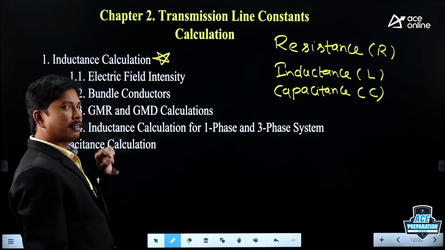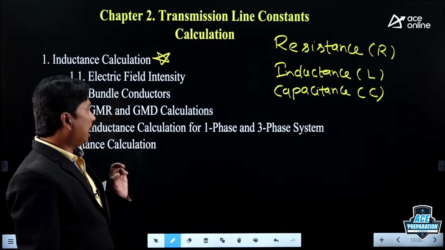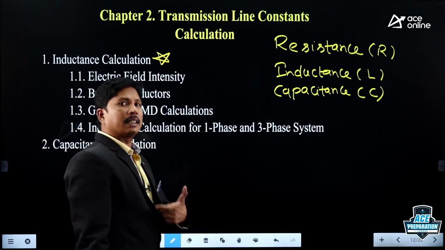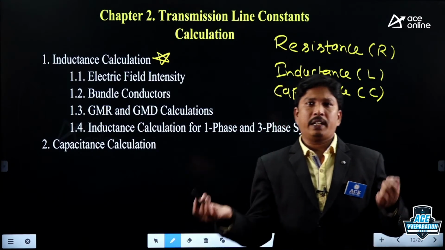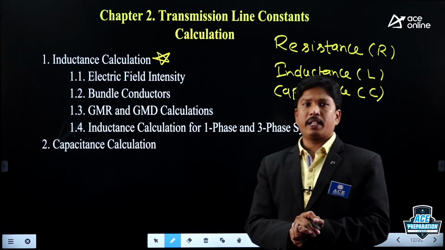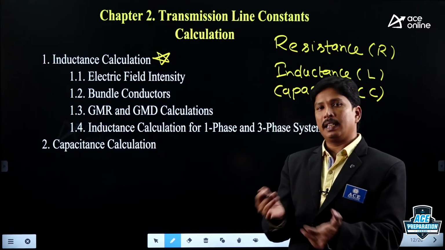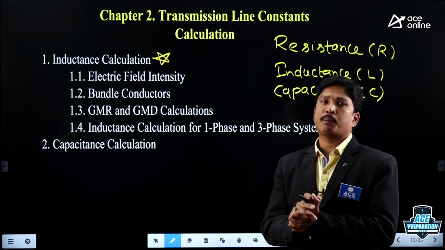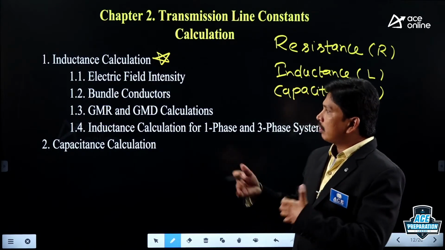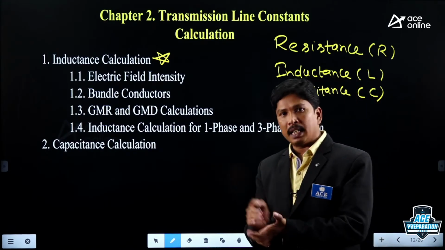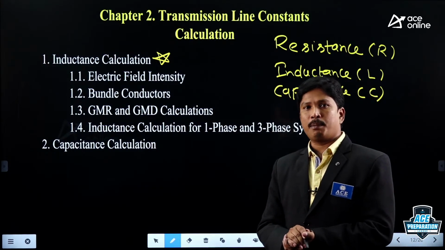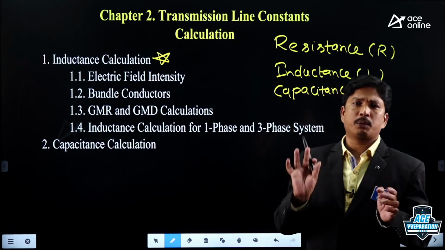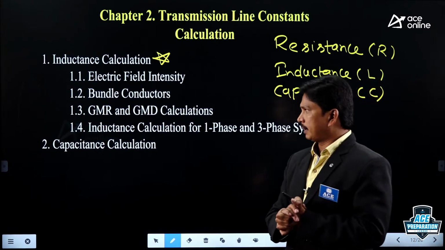So bundled conductors, GMR, GMD calculations, all those things we'll see. We'll see GMR, GMD calculations for various configurations, symmetrical and unsymmetrical configurations in 3-phase systems, and in single phase systems also with multiple return conductors. How to frame bundled conductors, and for bundled conductors how to calculate GMR and GMD. All the possible calculations we are going to discuss in the classroom itself.